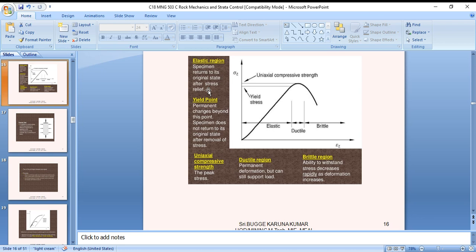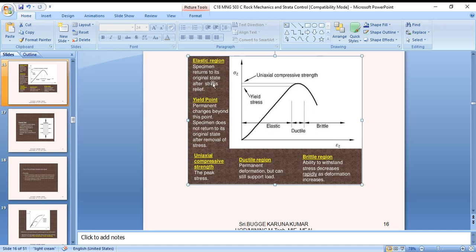The specimen returns to its original state after stress relief. So once the load is released, it will come back to its normal position, so that there is no change that occurs. That is called the elastic limit, or Hooke's limit. That is the region up to here. Next is the yield point. Here is where yielding starts. That is shown exactly at this position.